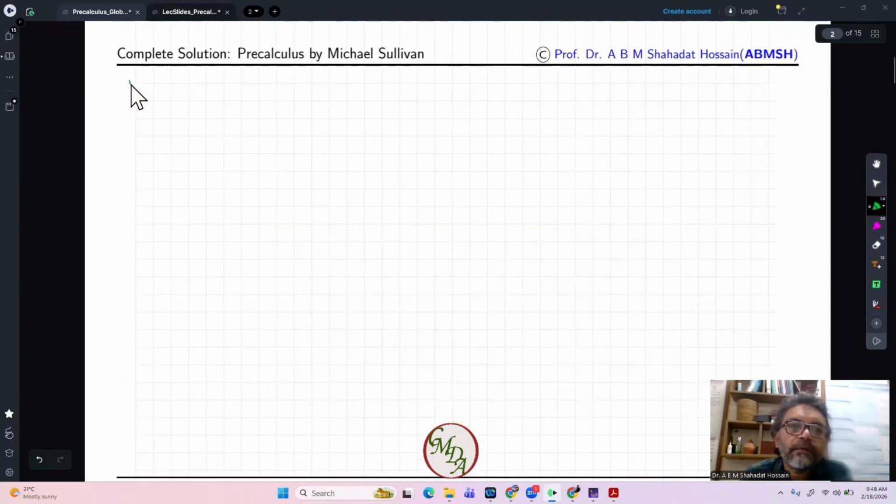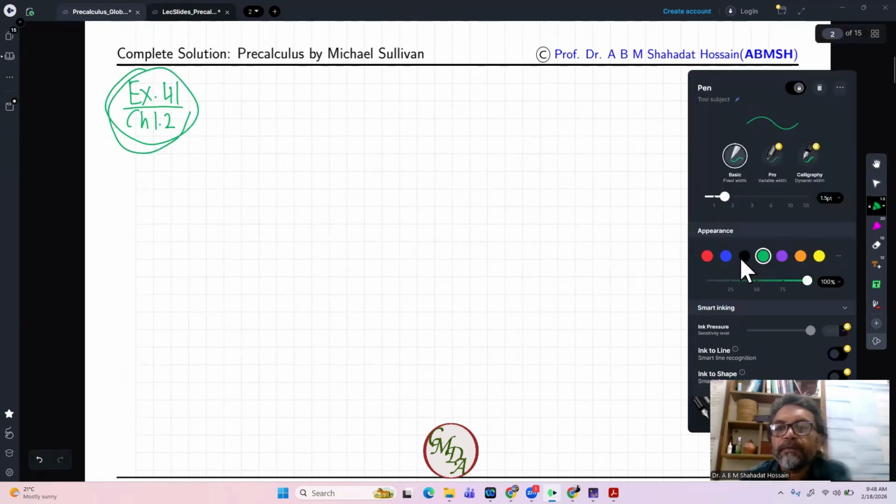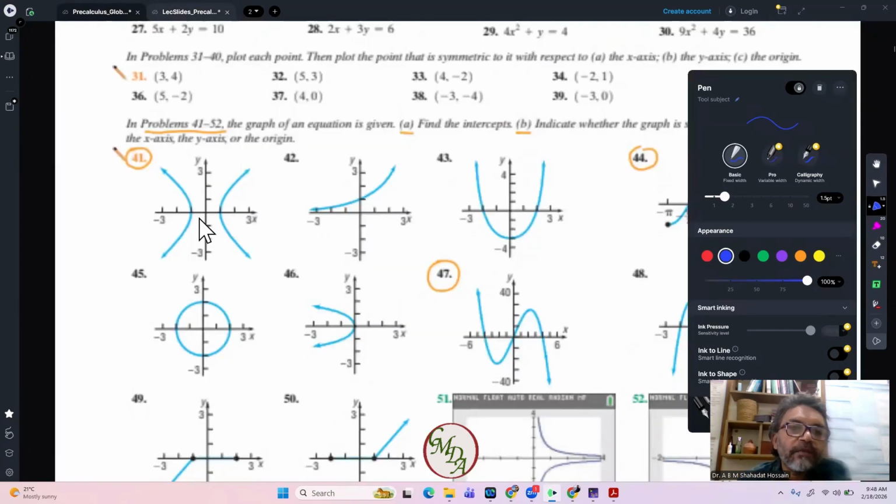41 to 1.2. So we need to observe the graph very clearly. Okay, have a look at the graph 41. So first of all, intercept. What do we mean by intercept?